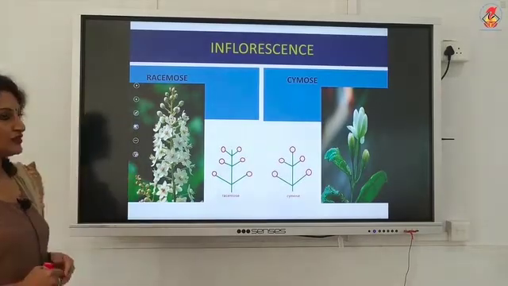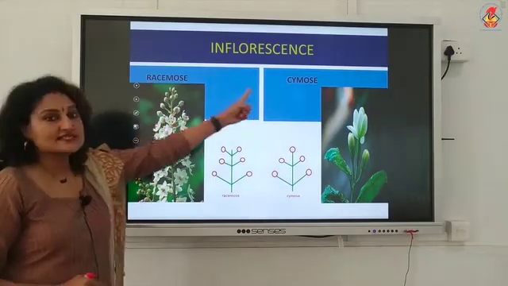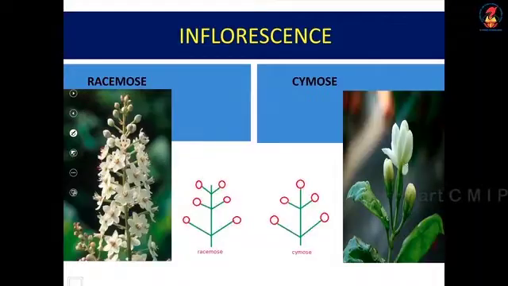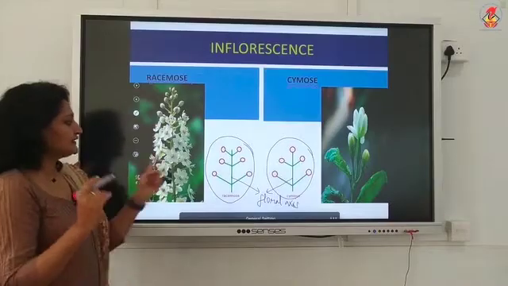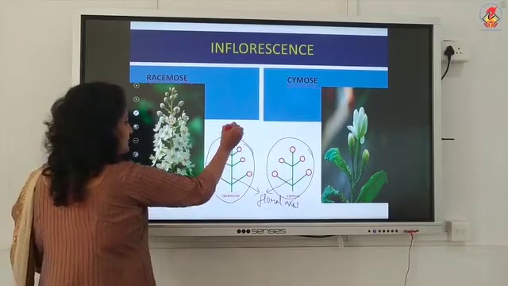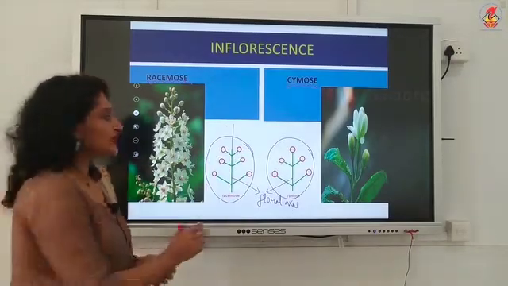Basically, there are 2 types of inflorescence, racemose inflorescence and cymose inflorescence. Now symbolically I have represented here racemose. You can get the 2 differences from the symbolic representation. Look at the floral axis. See, the center one is the floral axis. In racemose inflorescence, the floral axis is of unlimited growth, that is, it grows continuously. See, it goes on growing continuously. Whereas in cymose inflorescence, it is of limited growth.